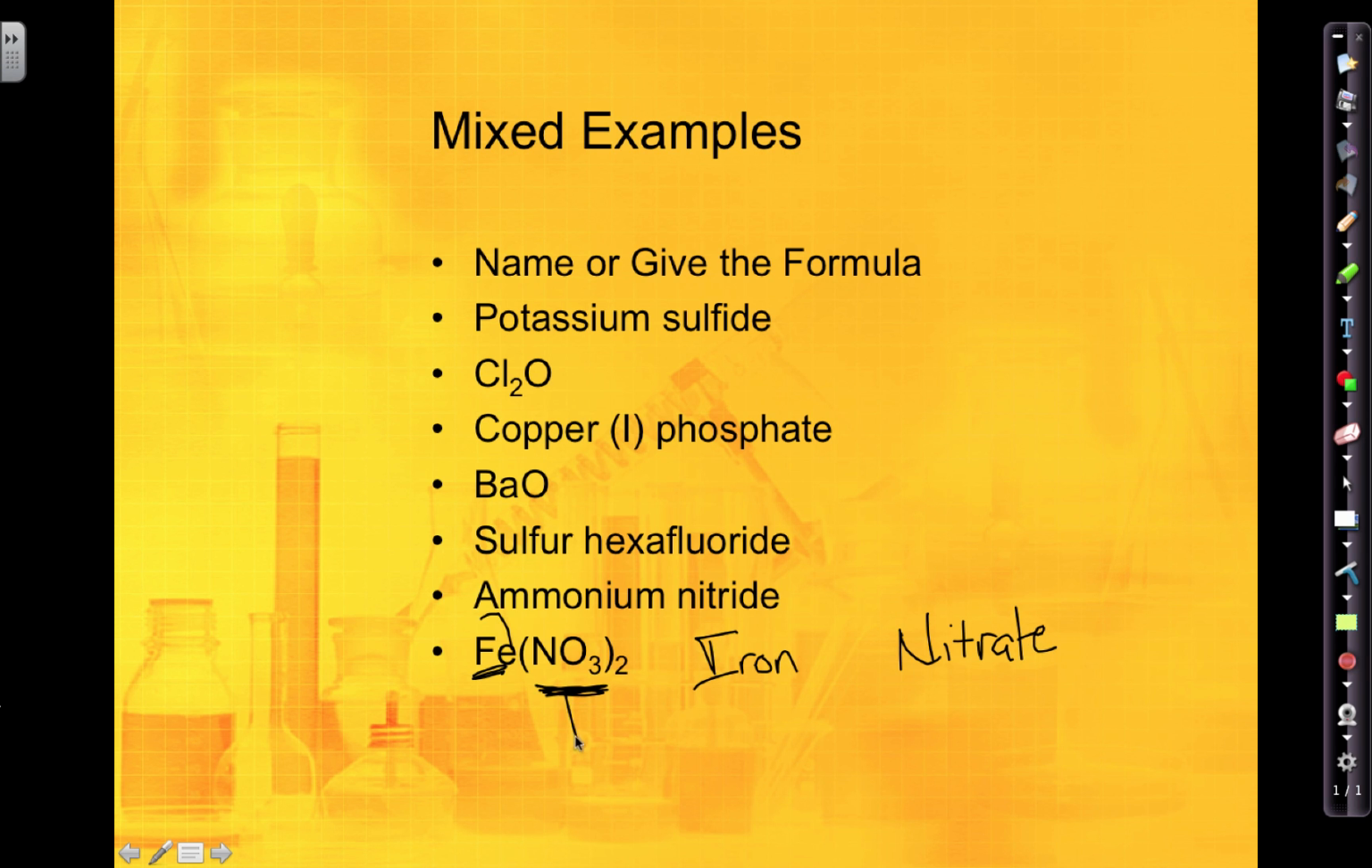All right, so nitrate has a -1 charge. There are 2 of those, so that's a -2. So if the whole thing is 0 and there's 1 iron atom, each one of those has to be +2 to make it equal 0. So it's iron(II) nitrate.